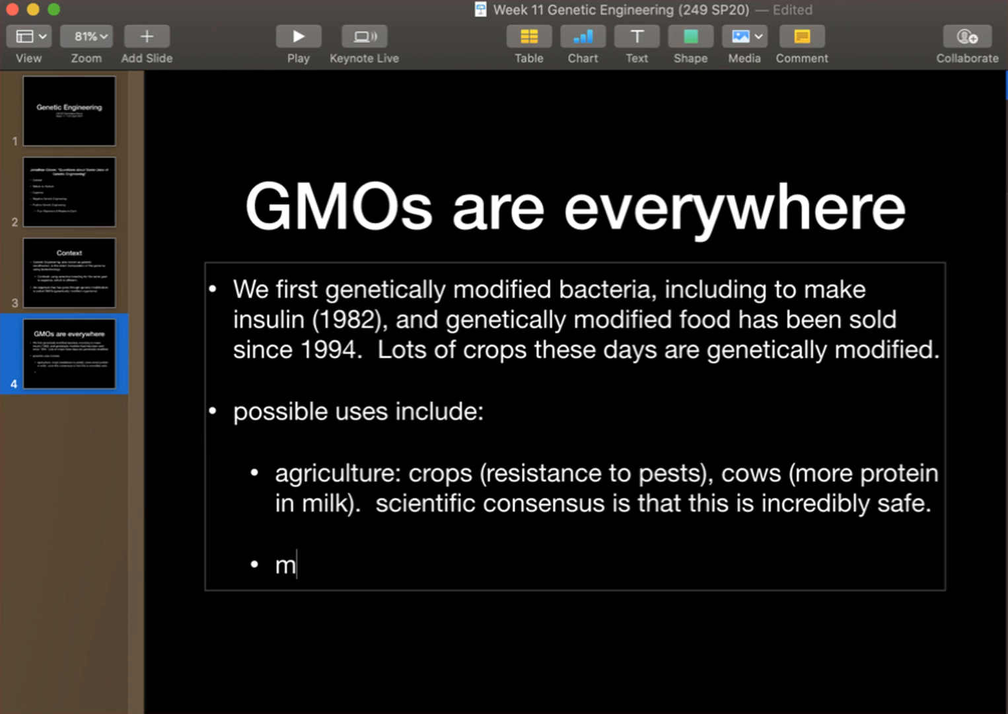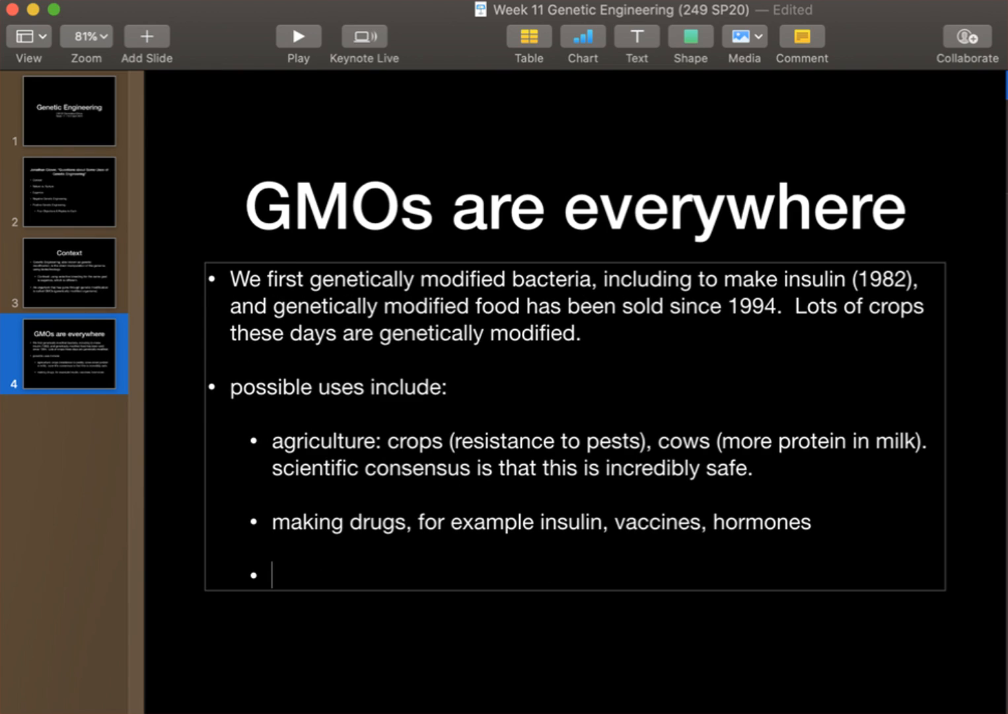Another thing it's used for, as I said a little bit earlier, is making drugs. For example, insulin, and hopefully sooner rather than later when we get a vaccine for COVID-19, making vaccines. We turn bacteria into our little slaves. We put certain snippets of DNA into these bacterial cells that instruct the bacterial cell, here's your job for the rest of your life: churn out the vaccine to COVID-19 or whatever it is. Okay, and that's what they do, and then we collect them. The same goes for other hormones that we might want to make.